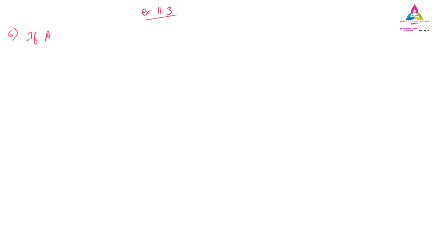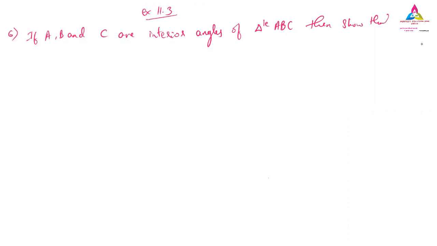If A, B and C are interior angles of triangle ABC, then show that sine of (B plus C) divided by 2 will be equal to cos A by 2.